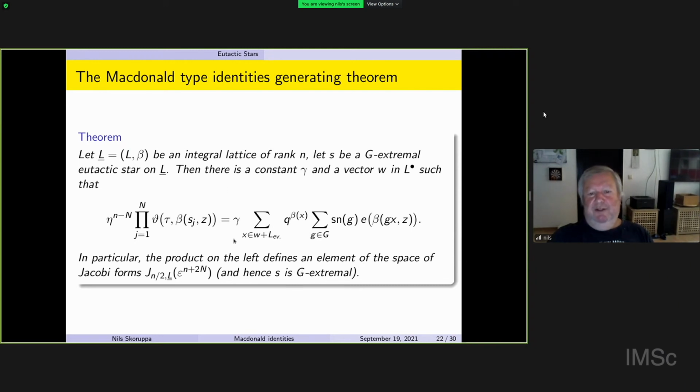As you see here, that is very close to Macdonald's identity. And actually we get the Macdonald identities from this. But here we have an arbitrary lattice and a G extremal eutactic star, and we always have such an identity, a Macdonald's type identity.